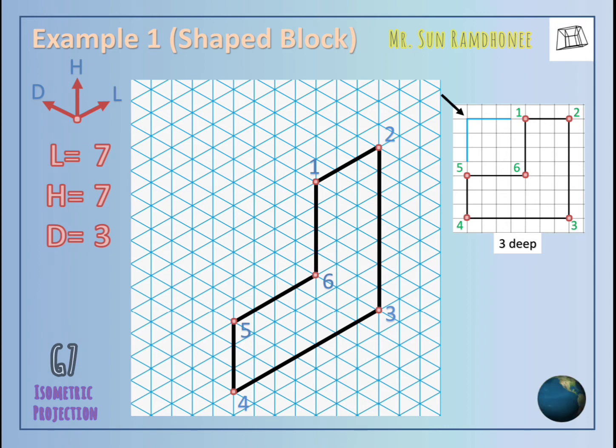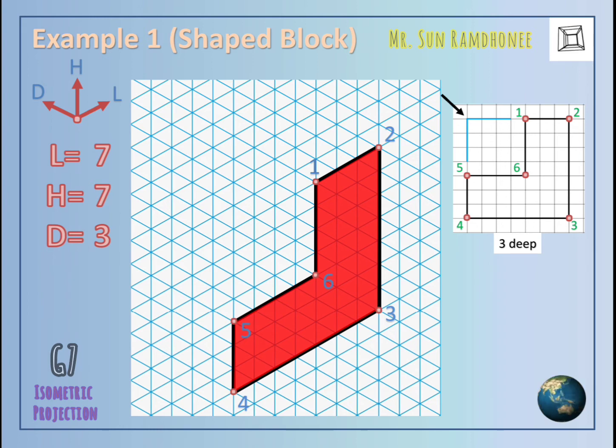So from the front view, we have been able to draw it on the isometric grid. Once we have drawn the front view on the isometric axis, we are going to shade it red using the color pencil. This is because when we are going to move the points, we will know which point is a hidden line and which point is a visible line.